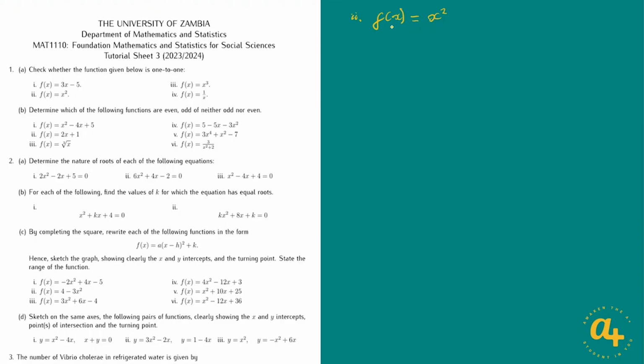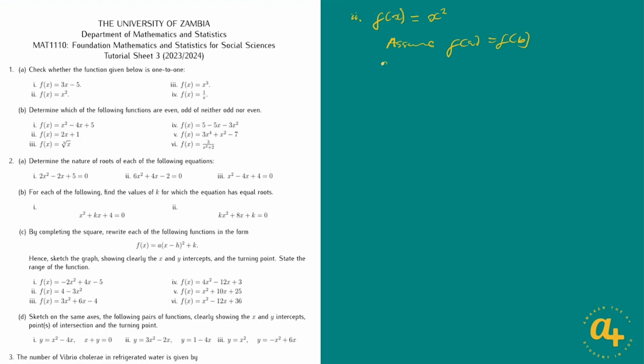The next question is Roman numeral 2, which is f of x is equal to x squared. And just like we did in the first question, we are going to assume that f of a is equal to f of b. This simply means that we are assuming that the function f of x equals x squared is producing two identical outputs.